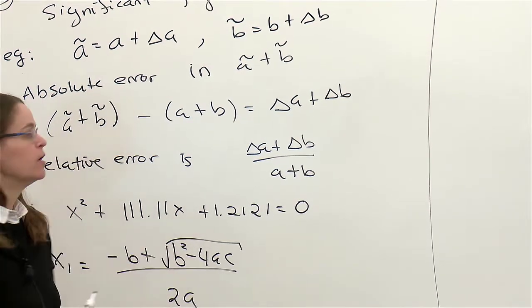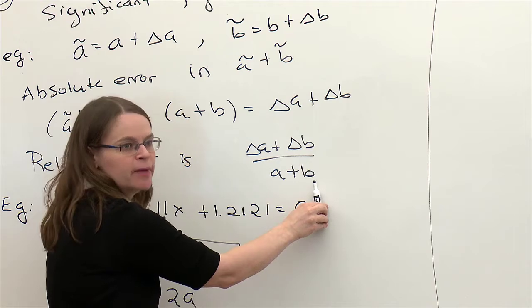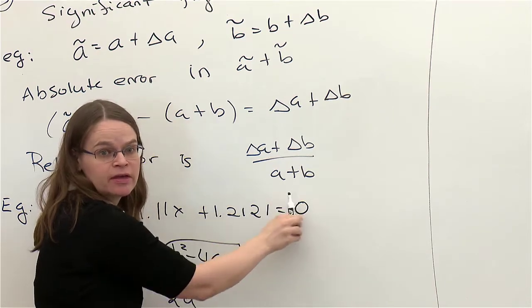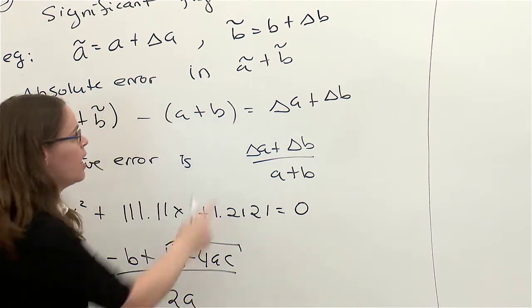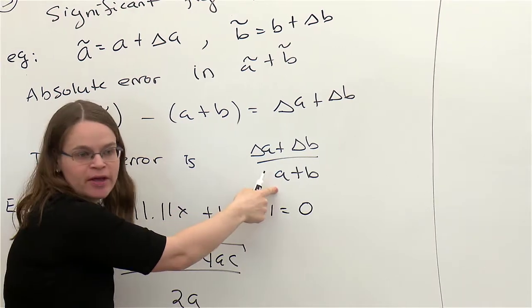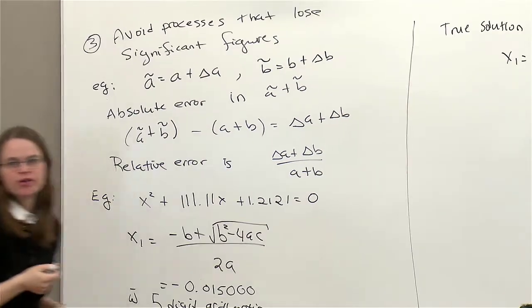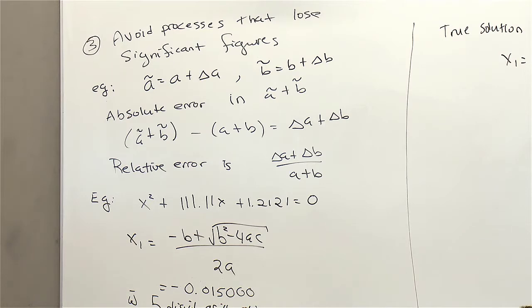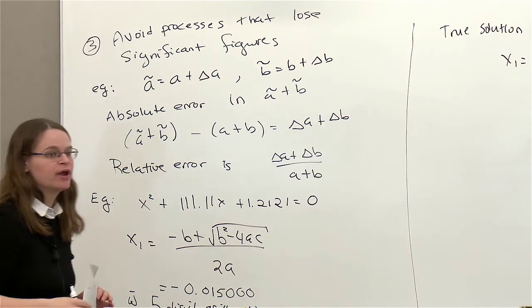A small denominator. So if A happened to be equal to minus B, or approximately equal to minus B, it doesn't matter that this numerator is small. This denominator is really small, and my relative error is going to blow up on me. And that is essentially what's going to happen here.